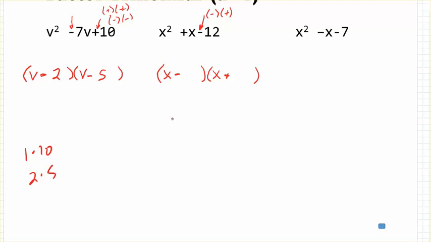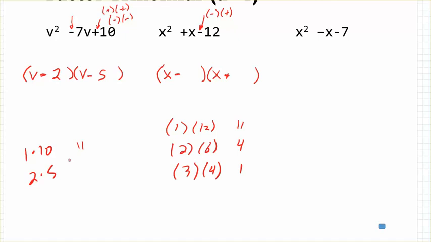Now to get a 12, to multiply to get a 12, it's 1 times 12, 2 times 6, and 3 times 4. Now we know we're still adding, but we're adding different signs, so really the operation will be subtraction. So if we subtract the first one, we have 11. That doesn't give us the middle term. If we subtract the second one, we get 4. Subtract the last one, we're going to get 1. So when the signs are the same, like the first one here, we know that we're adding. So we're adding 1 and 10 gives us 11, 2 and 5 gives us 7, which was our term.